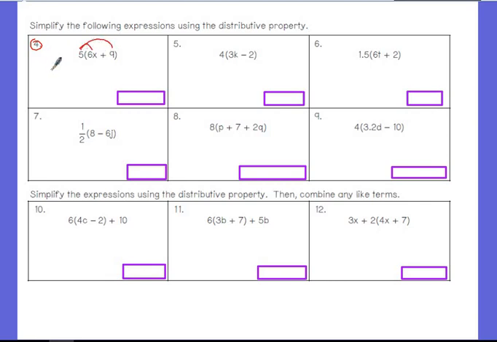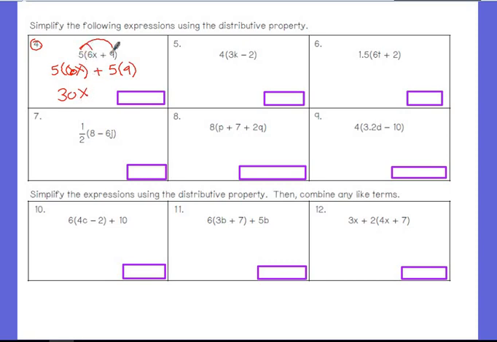So I could sit here and write 5 times 6x plus 5 times 9. But once we get really good at it, we don't have to write that. We could kind of see it in our head. 5 times 6x is 30x. I have 5 sets of 6x. Well, that means I would have had to write 30 x's. I didn't want to write 30 x's, so I used my multiplication instead.